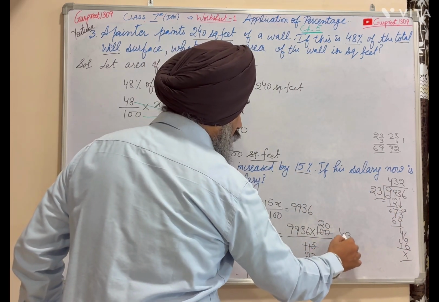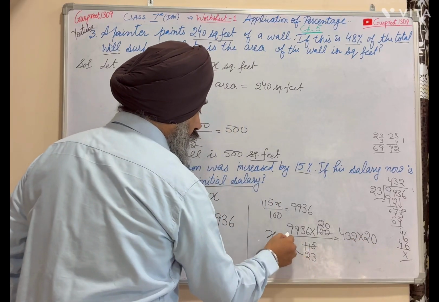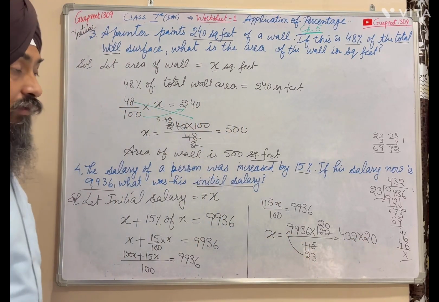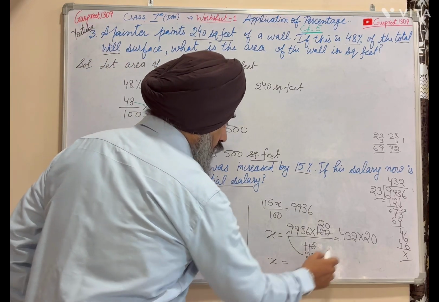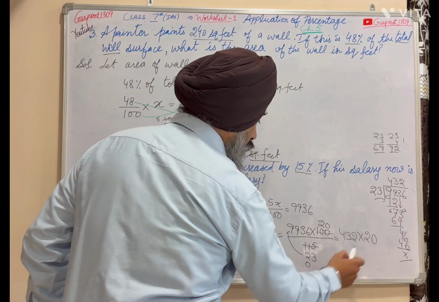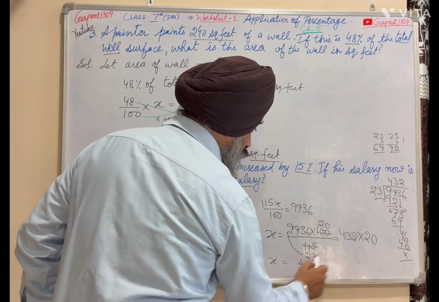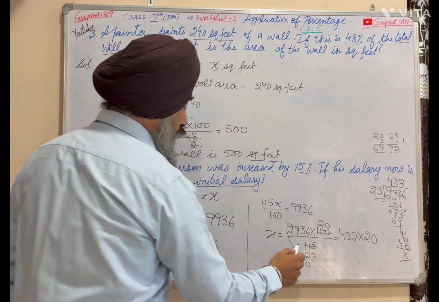So 432 multiplied by 20. These two are divided with each other and then we just have to multiply. x is equal to, so we multiply them: 0 as it is here, 2 twos are 4, 3 twos are 6, 4 twos are 8, so 8640.